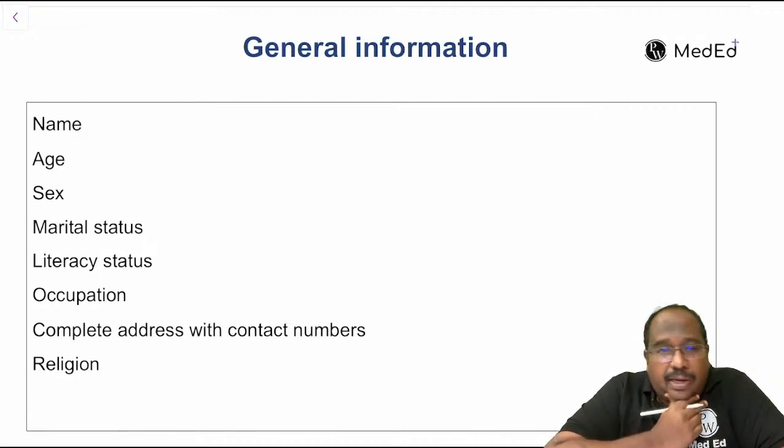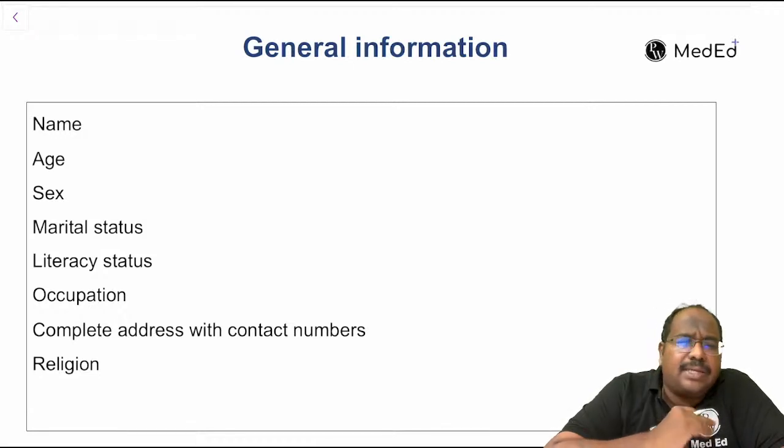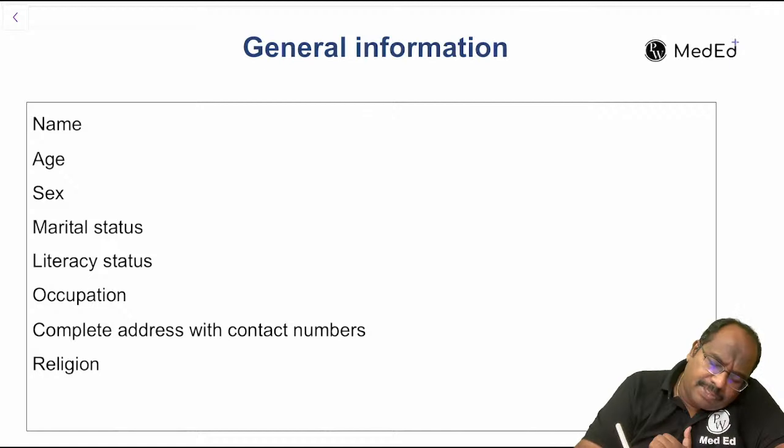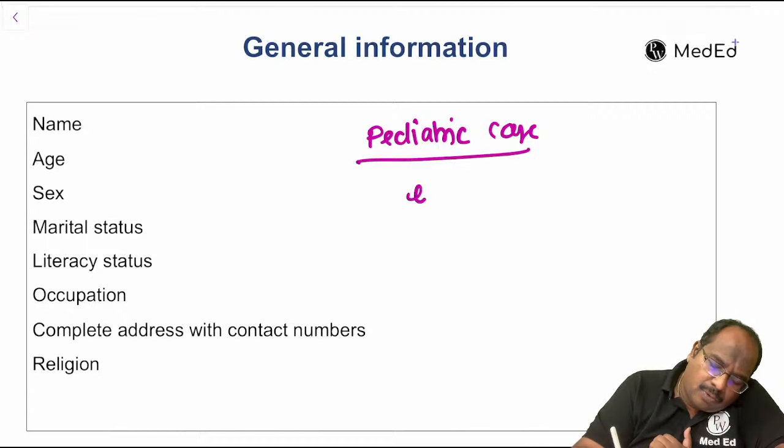General information you collect: age, sex, marital status, literacy rate, everything you calculate. But if it is a pediatric case, a pediatric case means you add an informant. Who is the informant?